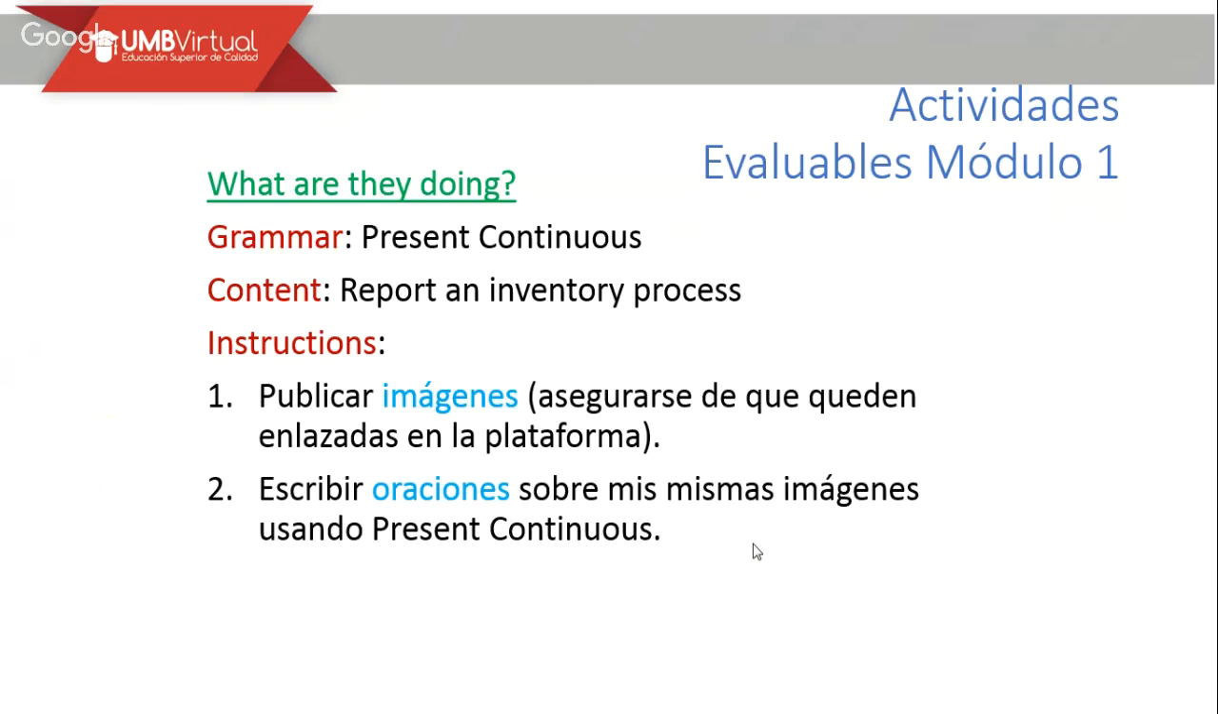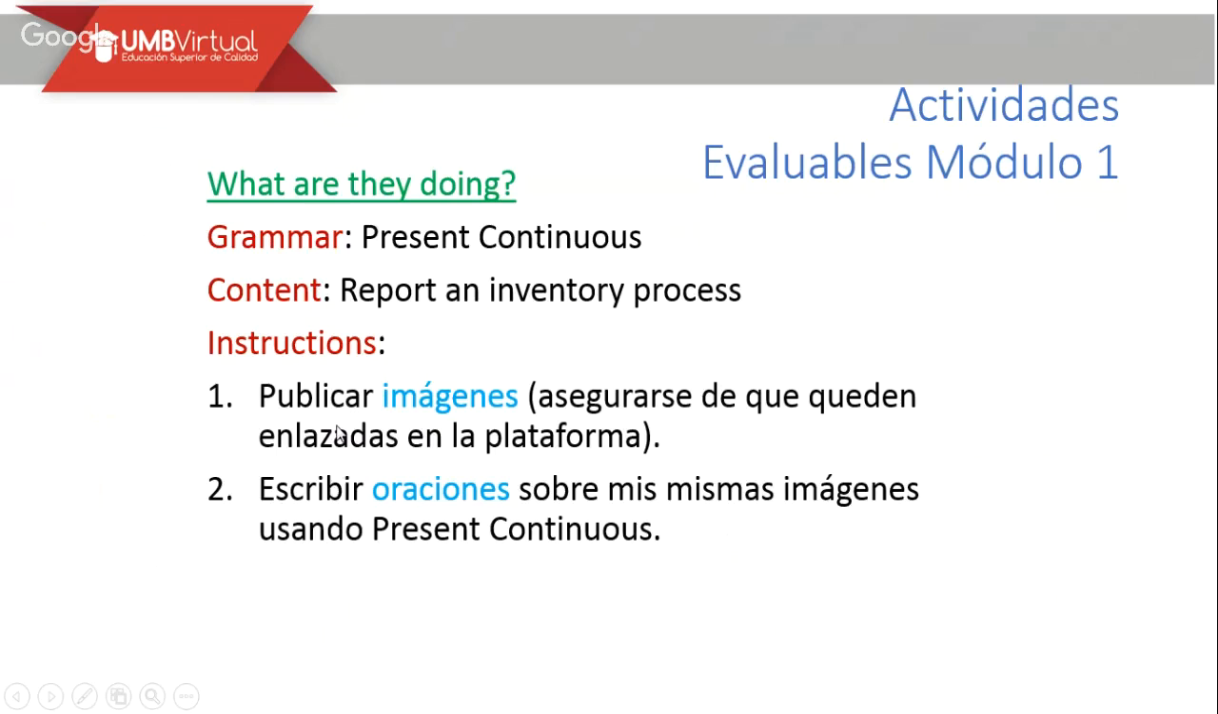Las actividades que se van a evaluar dentro de su primer módulo comprenden la siguiente explicación. Entonces, ustedes en la primera actividad, what are they doing? Se van a enfocar en el presente continuo, que fue el primer tema gramatical que estuvimos viendo. ¿Cuál es la idea o cuál es el contenido de esa tarea? Report an inventory process. Van a reportar un proceso de inventario. Y las instrucciones para esta actividad son las siguientes. What are they doing? Dado que es un foro, ustedes van a publicar una imagen por cada uno de los enunciados que van a construir.